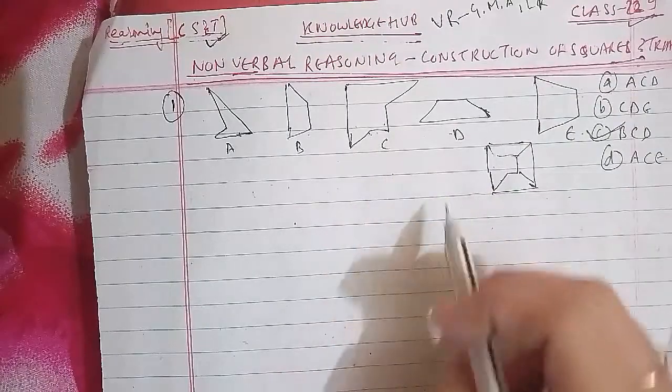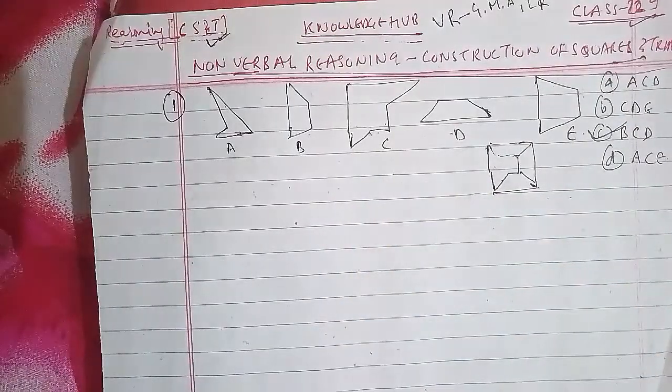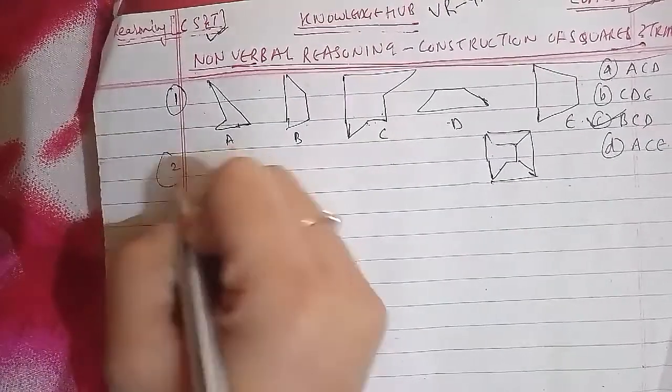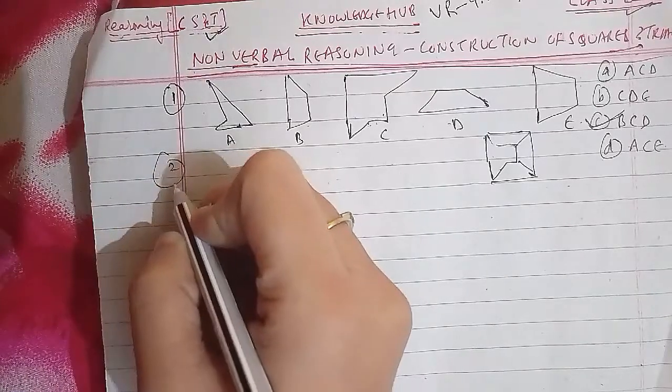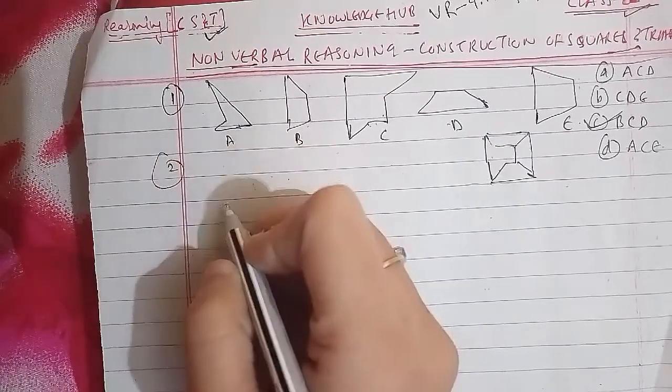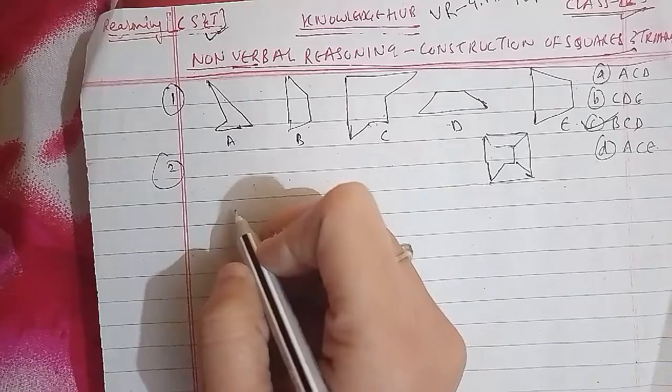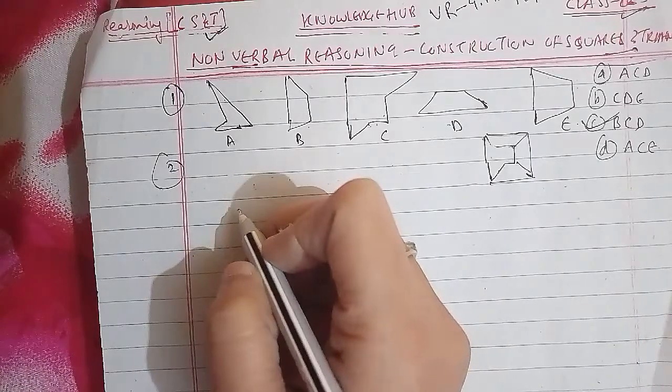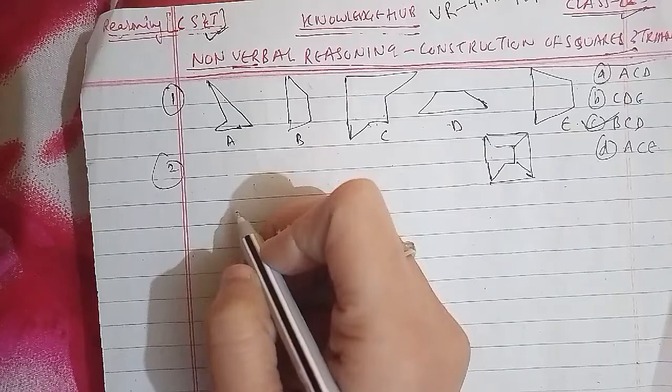We'll talk about the second question of the session. Select three out of the following alternative figures which together form one of the four alternatives A, B, C, D, and when fitted together will form a complete square. So we'll have that as follows.